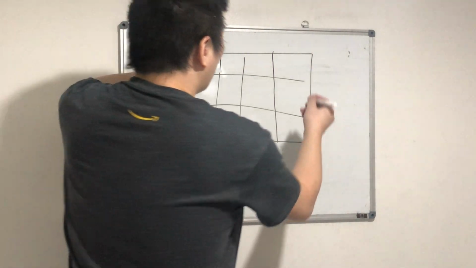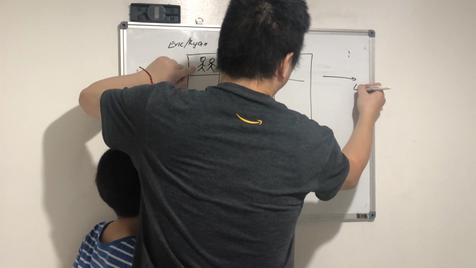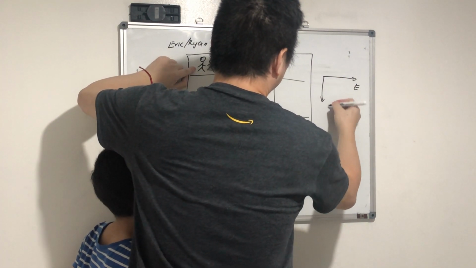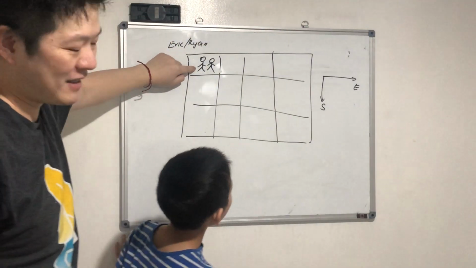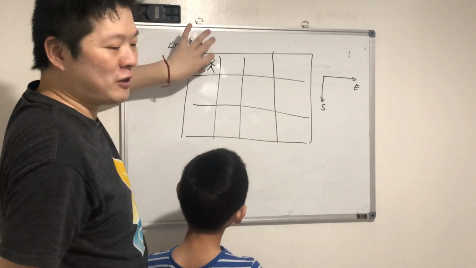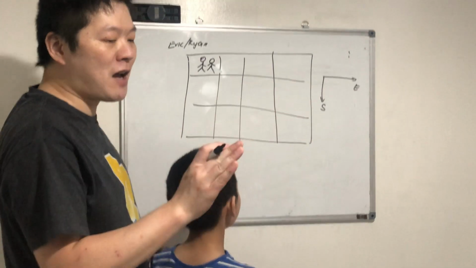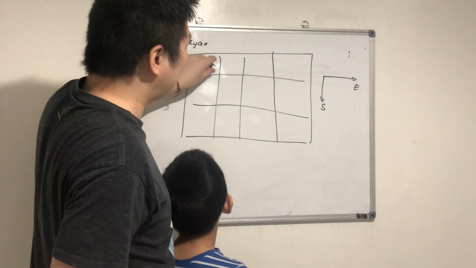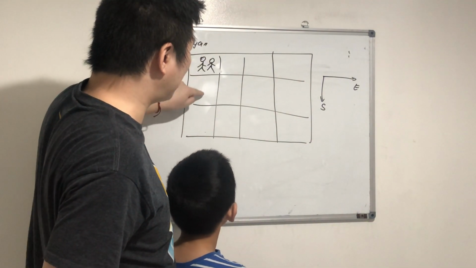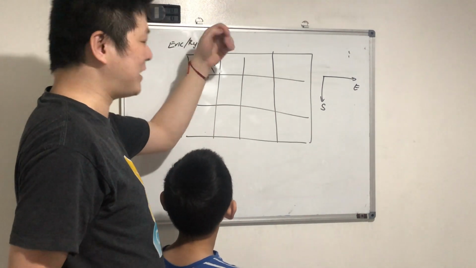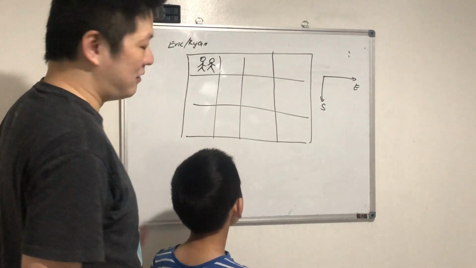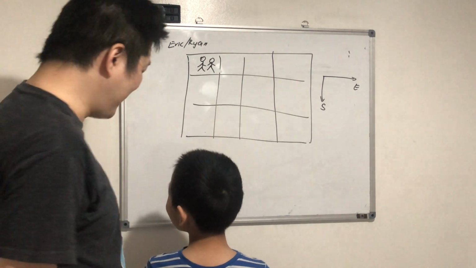What's this direction? That's east. That's south. So you're at the top left corner, and every time you can walk 1 step to the east or to the south, but you cannot go to the north or the west.